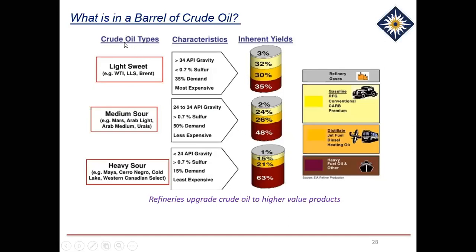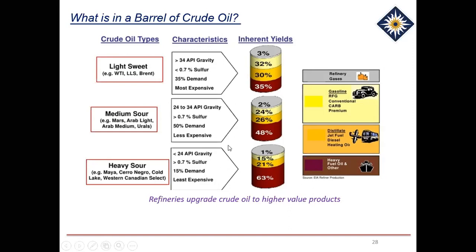So in the crude oil types, we have 3 different types of crude oils. We have light crude oil, medium crude oil, and heavy crude oil. The light crude oil has an API gravity, or you can say density, above 34. So if API is above 34, it's called light. If the API is between 24 and 34, it is medium. Heavy oil is less than 24, or you can say even less than 20 sometimes. Light sweet is the most expensive and heavy is the cheapest.